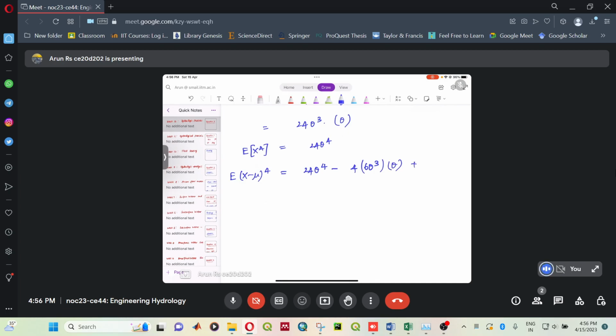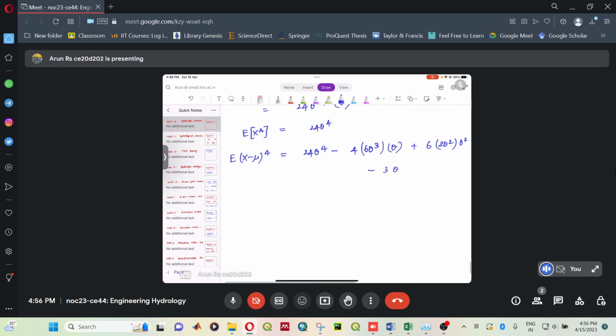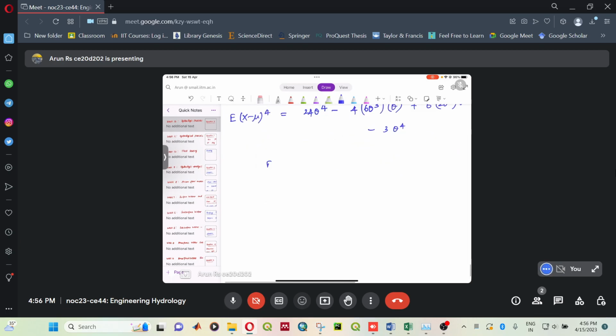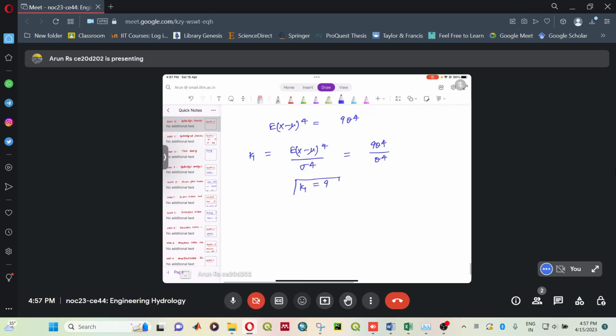So all other values we have found. This is E of x cube into E of x plus 6 into E of x square into E of x the whole square minus 3 times E of x the whole power 4. If we simplify, we will get 9 theta power 4. So coefficient of kurtosis is defined by E of x minus mu the whole power 4 divided by sigma power 4, 9 theta power 4 divided by theta power 4. So k will be equal to 9.